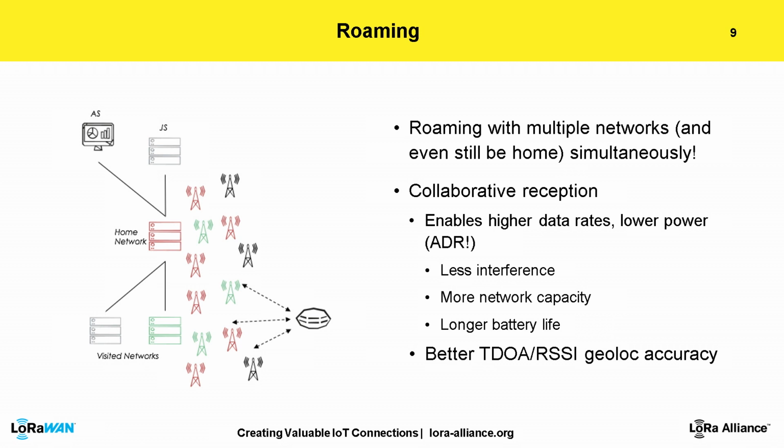And as the networks get denser, that basically kicks in the adaptive data rate functionality, which allows the devices to transmit at a higher data rate at a lower power, which saves them battery. And then it reduces the interference in the network for everyone, and it improves the geolocation capability. So it's just a great feature.